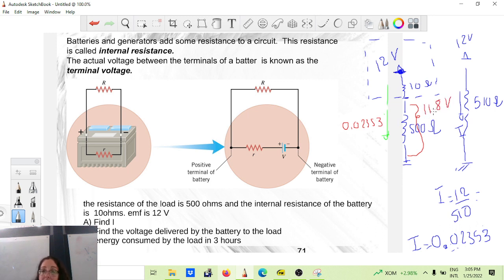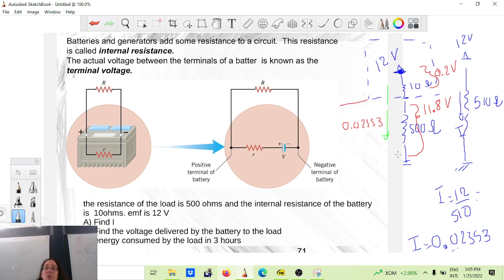I agree with you. 8 is fine. So how much is stealing? 0.2 about. Do you see? So it means instead of getting my 12 volt, I'm getting only 11.8 volt, right?